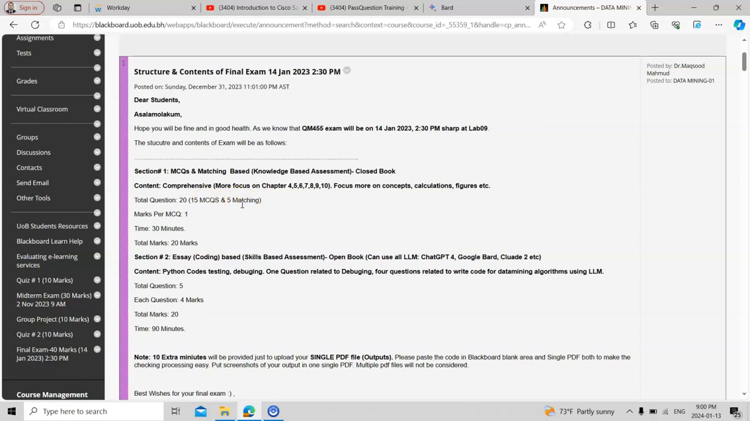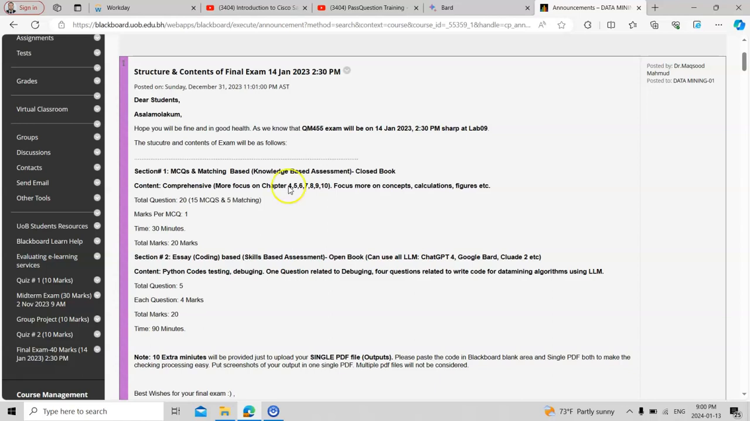I will show you what kind of MCQs and matching questions could be expected in the exam. Since this final exam is comprehensive, just skim through all the slides. Some of the slides might depend on the previous midterm slides as well. I would highly recommend going through all the slides, but you can focus more on chapters 4, 5, 6, 7, 8, 9, 10, right? And you can skip some of the advanced topics which I skipped during my class.